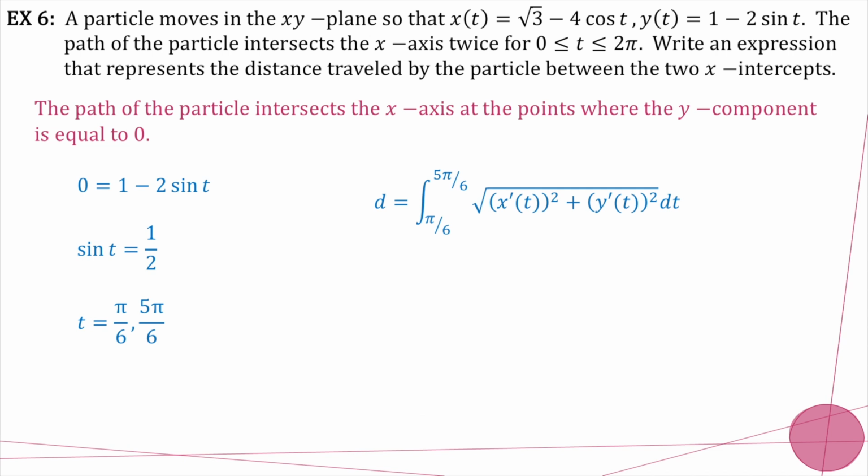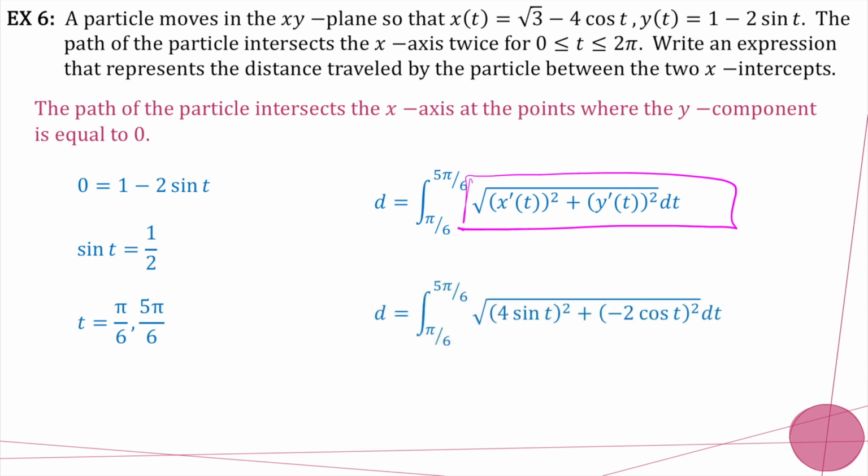So if we're going to find the distance the particle traveled, or the arc length between those two zeros, then we just have to integrate our speed over that interval. So we need the derivative of the x component and the derivative of the y component to plug into that. And it just asked us to write an expression, so we don't actually have to solve that.